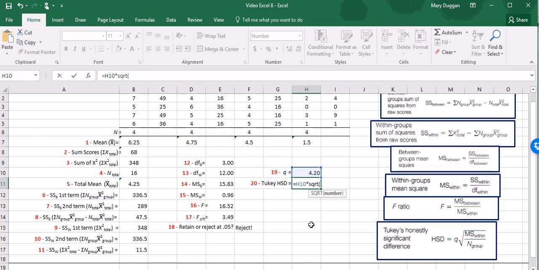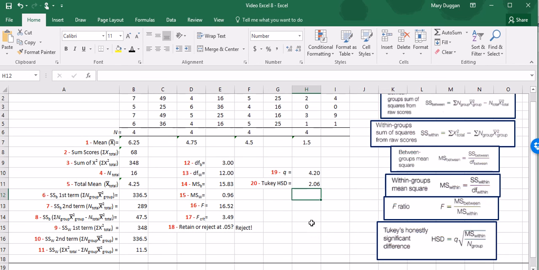So there. And we're going to select the MS within, which was 0.96, and over the N group. And N group in this case is going to be the number of participants in each group, in one group, for example. This works when you have groups of the same size. So I'm just going to select one of them for 4, close the parenthesis, and there we go. So our Tukey HSD is actually going to be 2.06, and we're going to talk about what that is in just a moment.